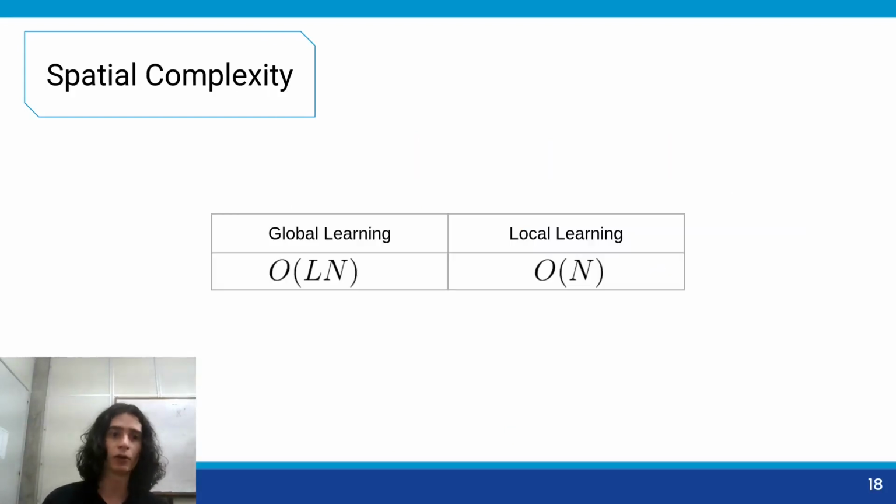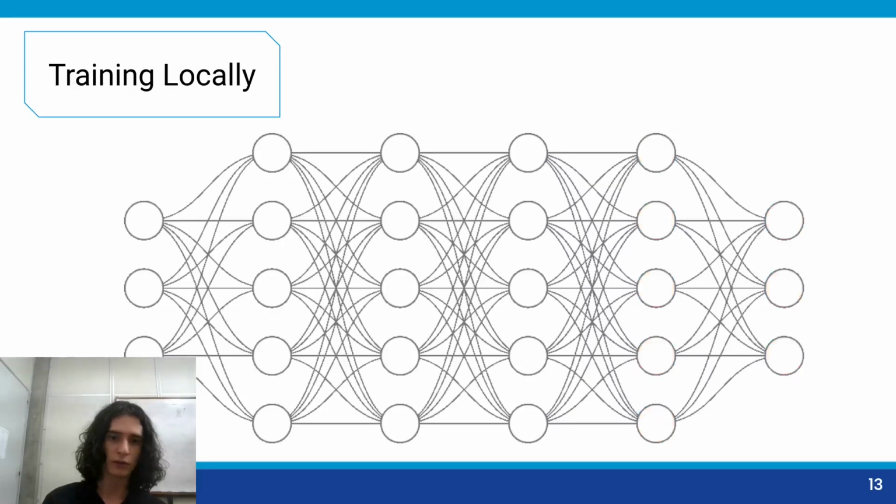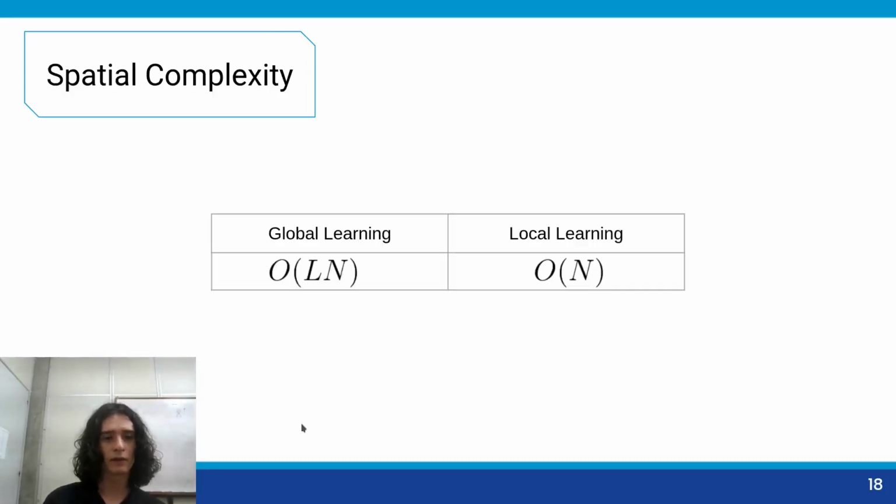With respect to the spatial complexity, of how much memory you need to train the networks both globally and locally, in an MLP network such as the one I showed you, you need an amount of memory that depends on the number of layers and the density of neurons per layer. While with local training rules, you only need the mean number of neurons per layer. So you only need the average density of neurons in the memory to train.